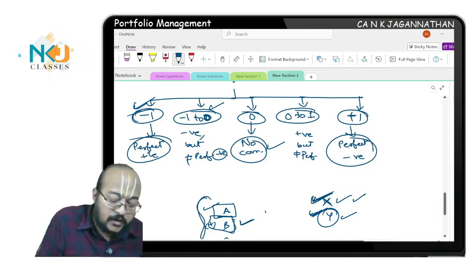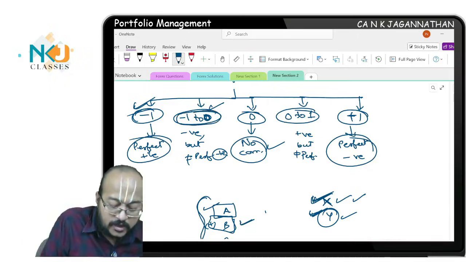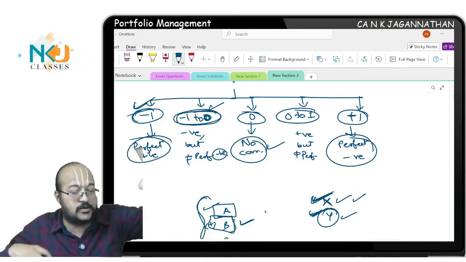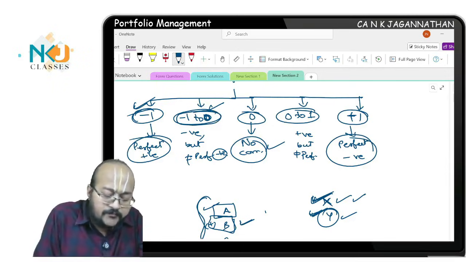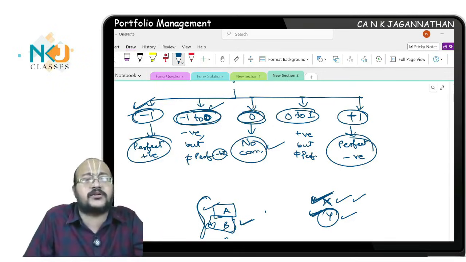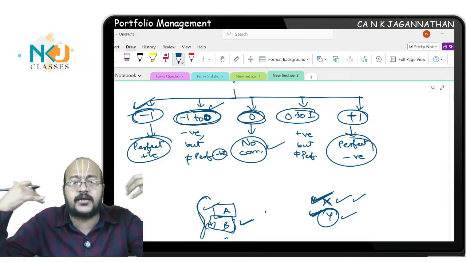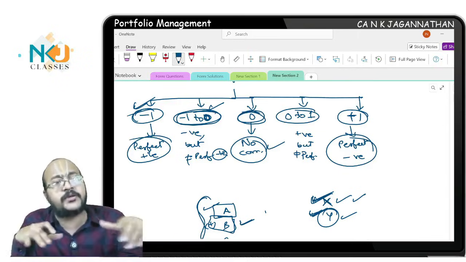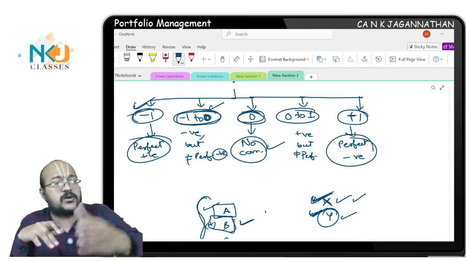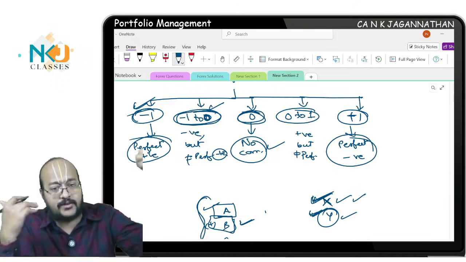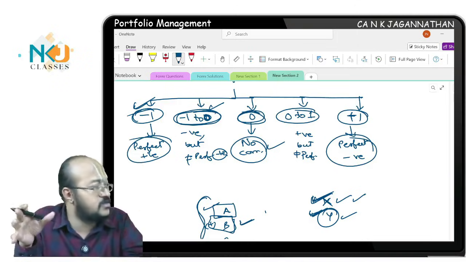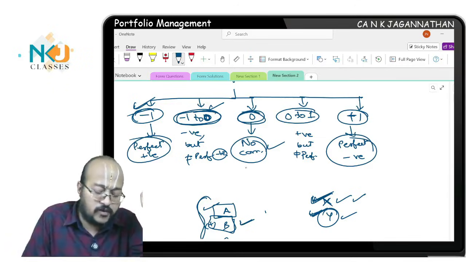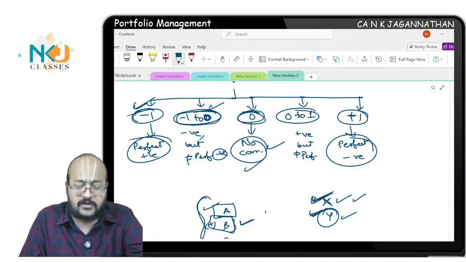Which means there is correlation, negative, mostly negative correlation but not perfect negative correlation. Then there is zero correlation. We cannot establish any relationship between the movements of these two securities, which means X sometimes goes up, Y sometimes goes up, sometimes they go together, sometimes they don't. There is no relationship we can viably establish. This is what we call zero correlation. There is no correlation at all.